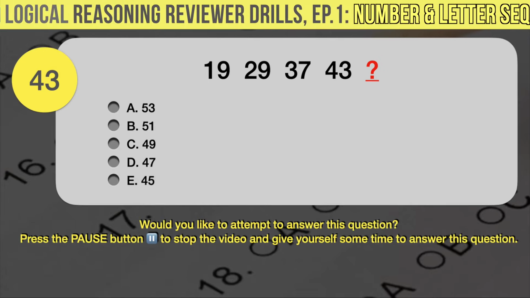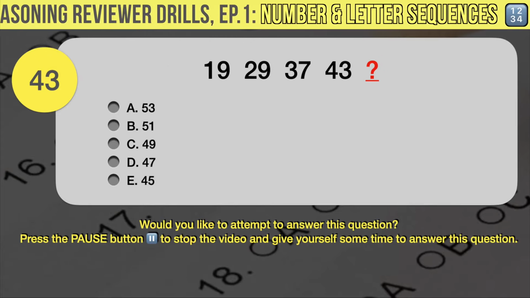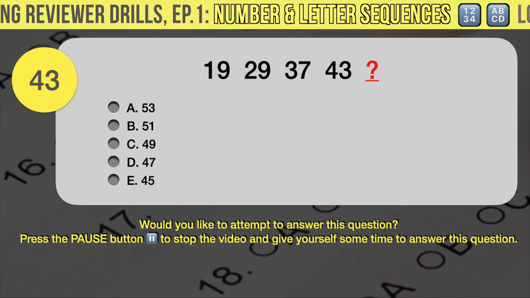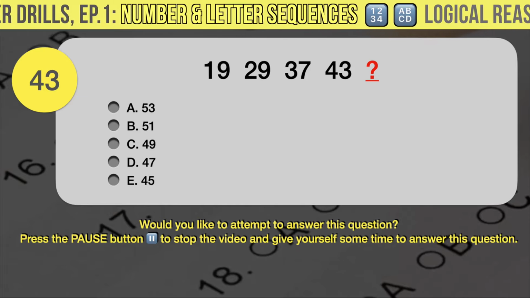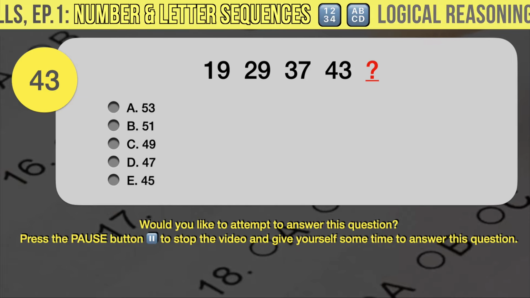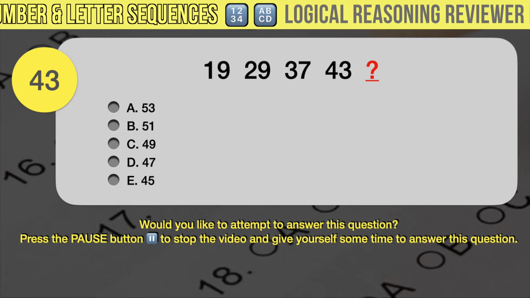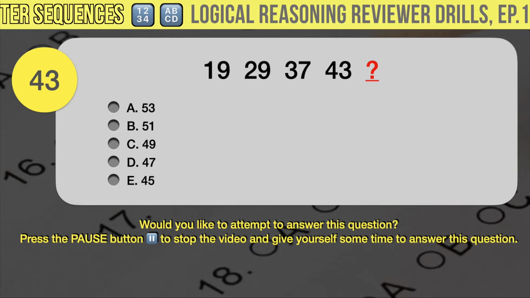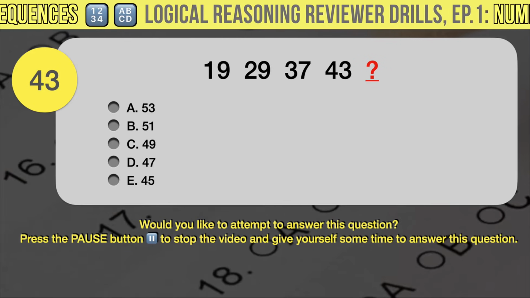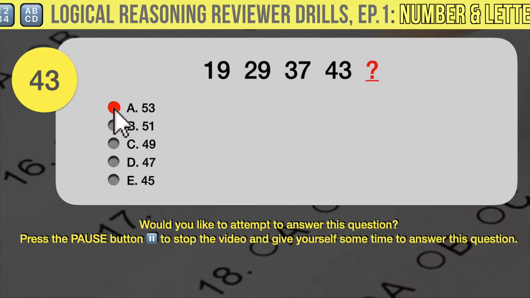Drill question number 43. Which number comes next in the following sequence? 19, 29, 37, 43. Your answer choices are A. 53, B. 51, C. 49, D. 47, E. 45. The correct answer is A.